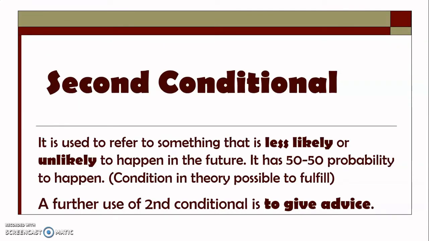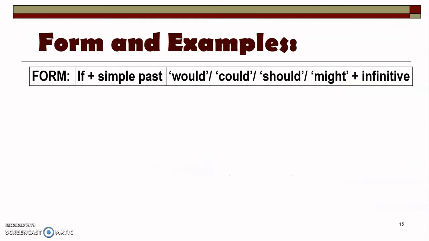Second conditional. Here we use this conditional type to refer to something that's less likely or unlikely to happen in the future. So it has about a 50-50 probability of happening. You can say that the condition is going to happen in theory, but it's not practical. Again, we can use this conditional type to provide advice. Let's see the form. If plus simple past in the condition clause, and then in the main clause we use would, could, should, or might plus the infinitive or the base form of the verb.